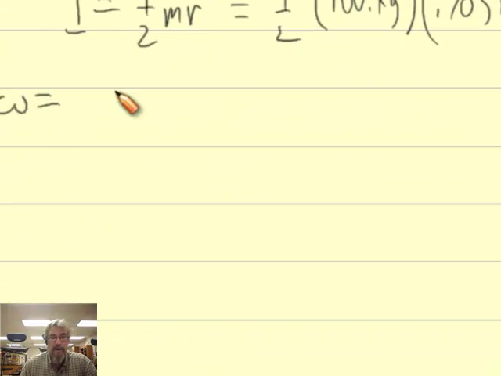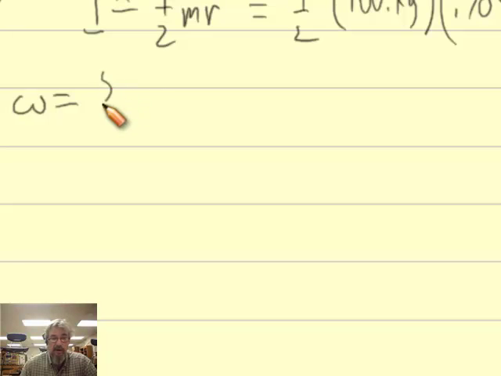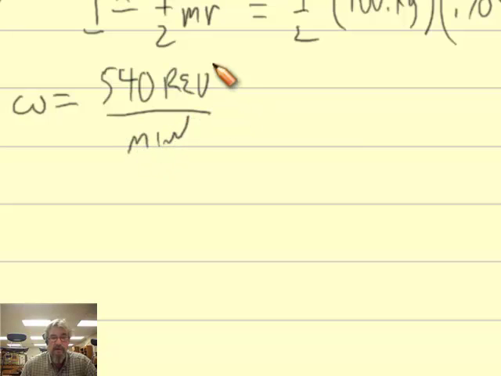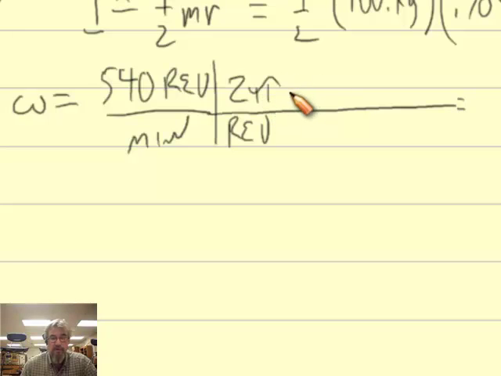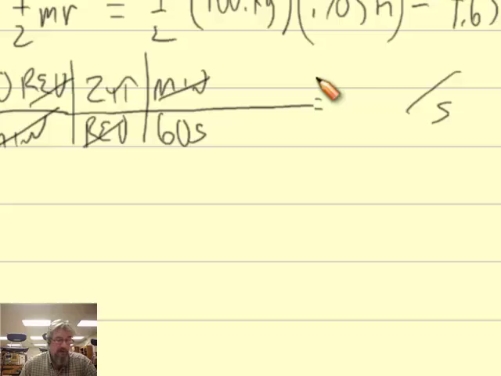Well, we also want to find omega here for this equation. We know what omega is, actually. It's 540 RPMs, or 540 revolutions per minute. But to get our units to come out to joules, we want to change this into radians per second. Here's how we can do that. We know that a revolution is 2 pi radians, and we know that a minute will be 60 seconds. And so this will give us radians per second. When you do this calculation, you get 56.5 radians per second.